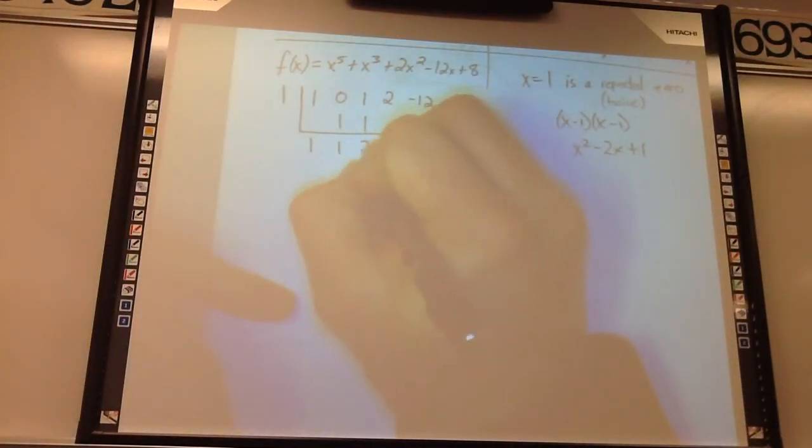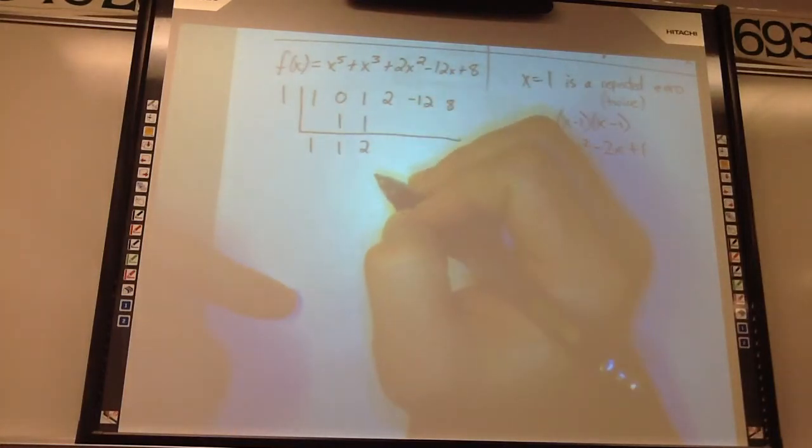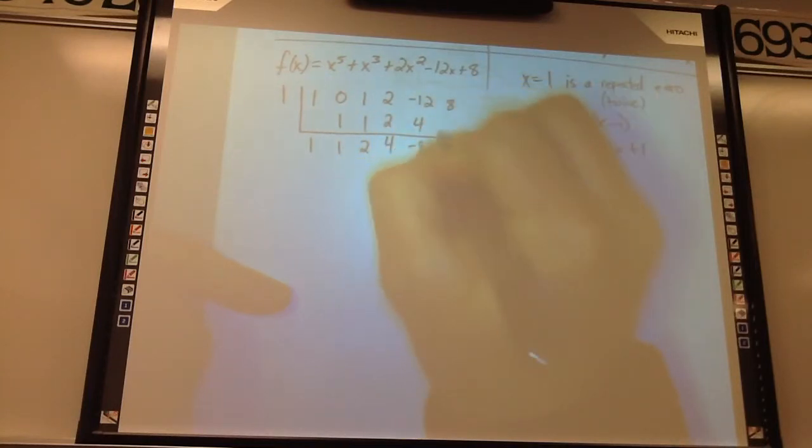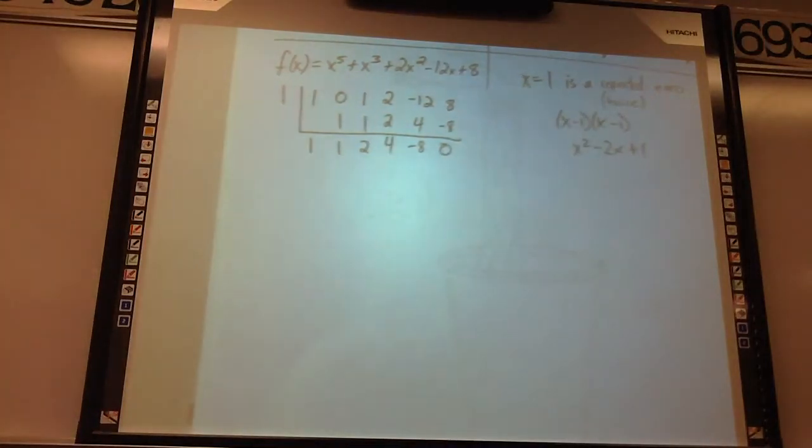Isn't it 0 minus 1? No, you add in synthetic division: 2, 2, 4, 4, negative 8, negative 8, 0. Perfect. And then you plug those into another one, right?